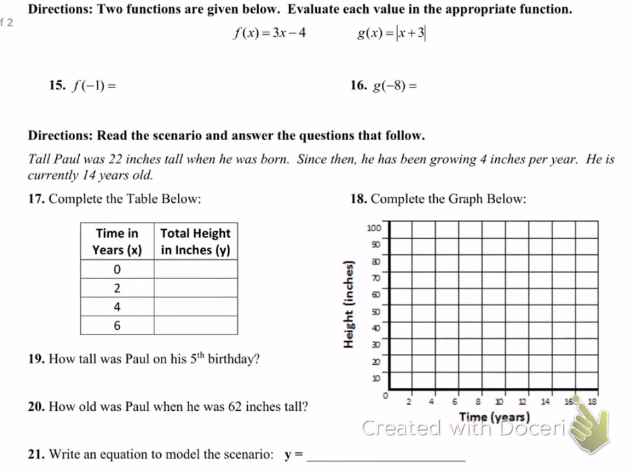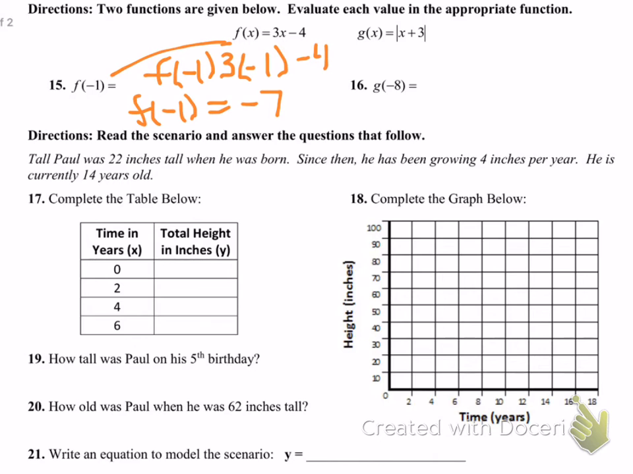Okay, on to the next page. So for these ones here, we're given functions, and we're going to fill in function notation. So number 15, we want f of negative 1. So that means I'm going to use the f of x function. So f of negative 1 is going to be 3 times negative 1 minus 4. 3 times negative 1 is negative 3. Minus 4 is going to be negative 7. So f of negative 1 equals negative 7.